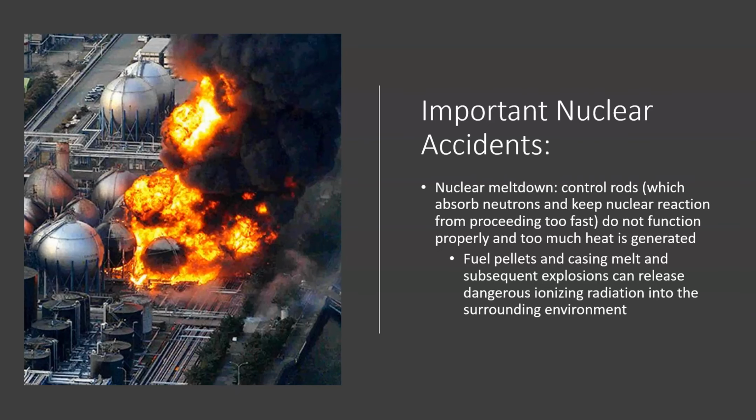We're going to talk quickly about important nuclear accidents, which are another disadvantage. First of all, there is the possibility of what's called a nuclear meltdown. Essentially, the control rods, which are supposed to slow that reaction down to a manageable rate, perhaps something goes wrong with the cooling or with the ability to control this reaction. So, essentially, too much heat is generated.